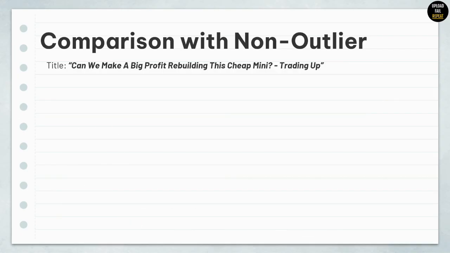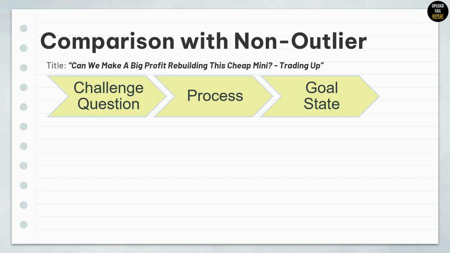Let's compare it with a non-outlier video. As part of this, I took this title, which is from another video in the channel. Can we make a big profit rebuilding this cheap mini, trading up? So the format is slightly different. It's a challenge question followed by a process and a goal state.